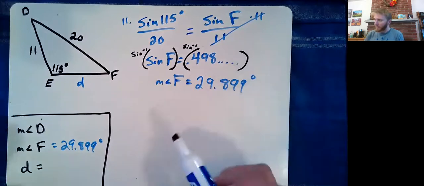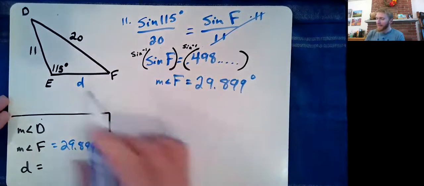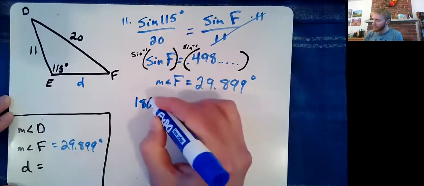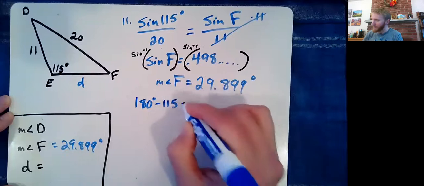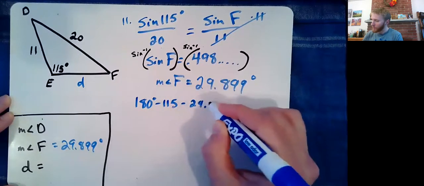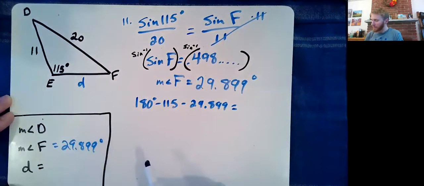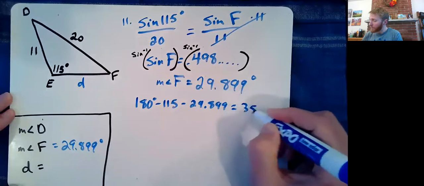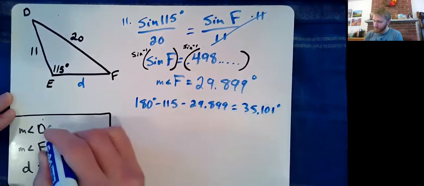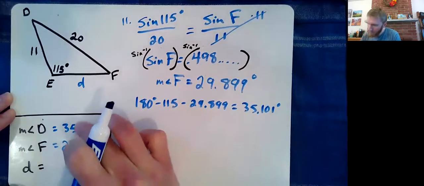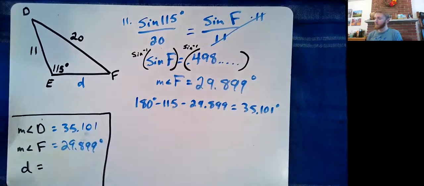Let's keep moving. I found my angle here. Good. I can find my third angle by subtracting from 180. 180 minus 115 minus that 29.899 degrees gets me angle D, which is 35.101. Great. Now I've got two angles and I know two of the sides already, so I can find the third side.